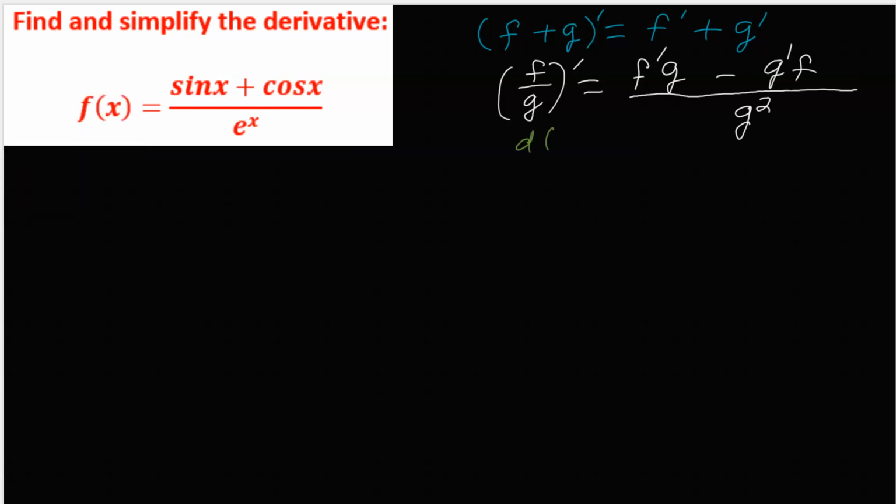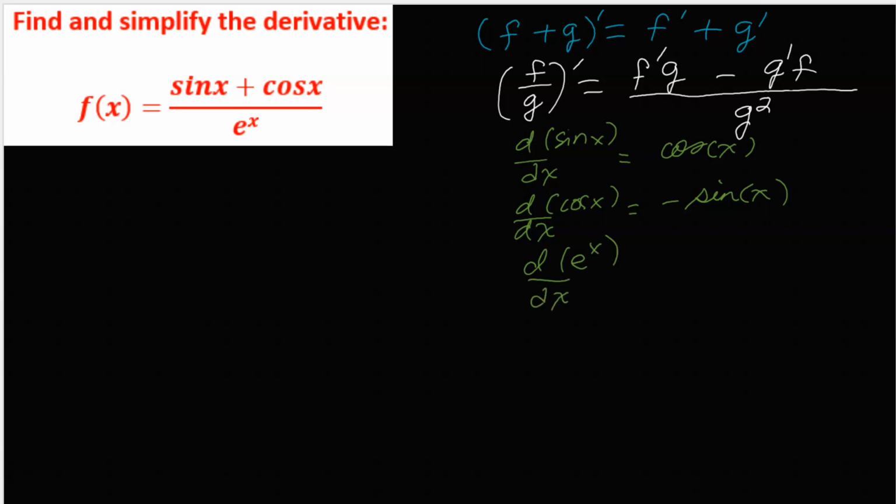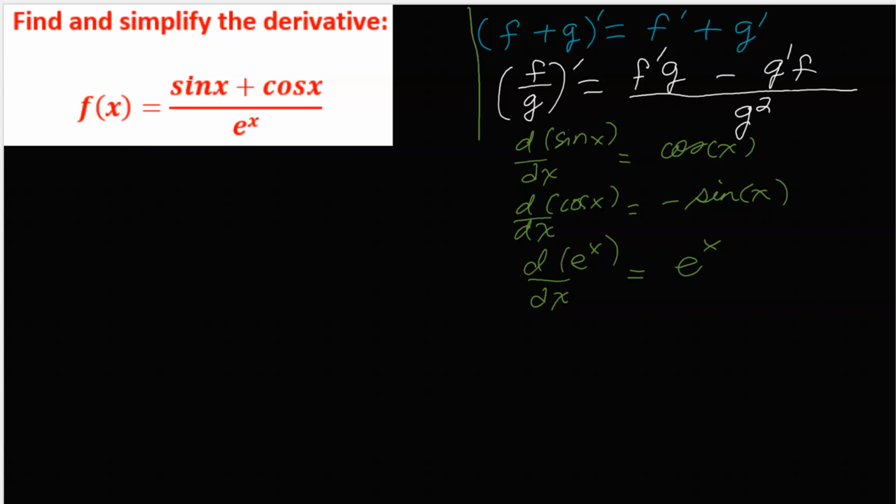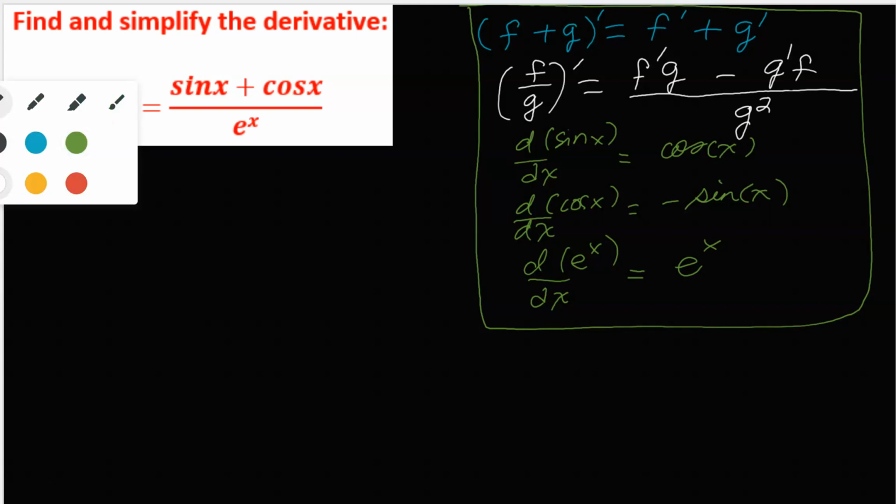Okay, what else do we need to know in order to do these problems? We need to know that the derivative of sine of x is cosine of x. And the derivative of cosine of x is negative sine of x. And then we also need to know the derivative of e to the x with respect to x is itself, e to the x. So those are the things that we must know in order to do this problem. Okay, so go ahead and apply the quotient rule.